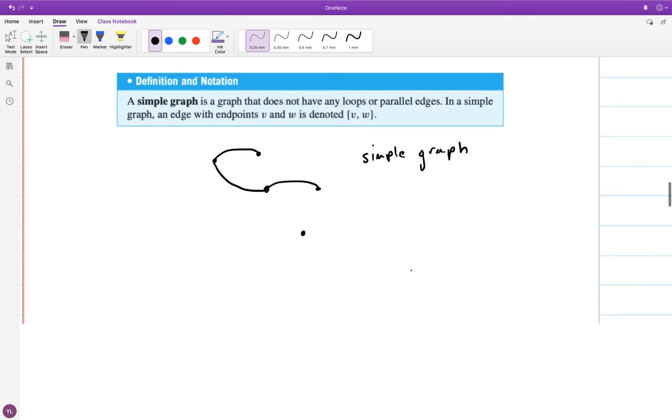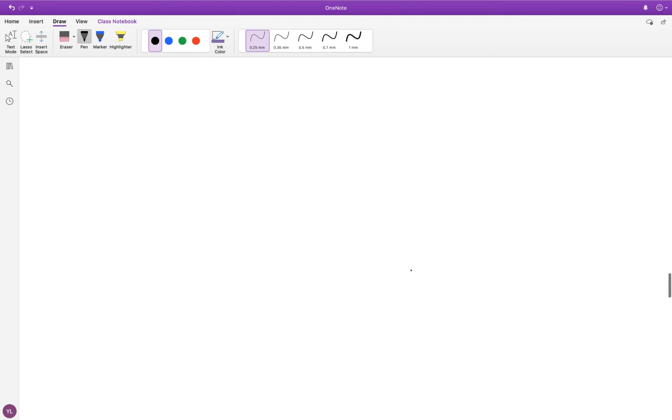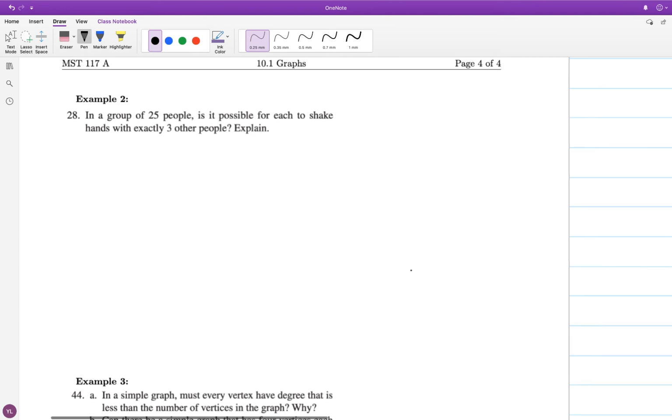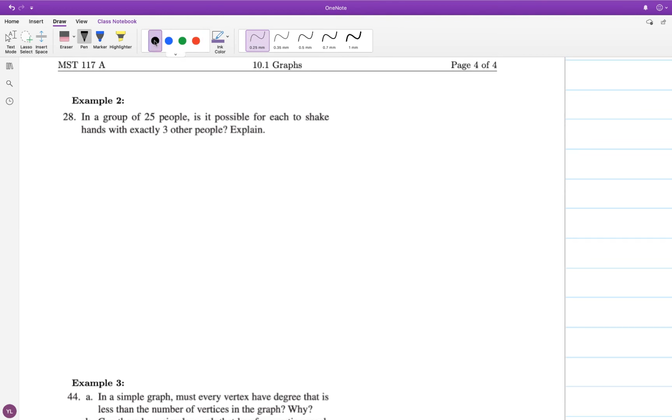Okay, I wanted to do a couple more examples involving the degrees in graphs. All right, let's think about these questions. So we're going to use a graph to model the question. In a group of 25 people, you can imagine the people as vertices, right? I'm not going to draw all 25 dots, but imagine there's 25 vertices like this. Is it possible for each person to shake hands with exactly 3 other people? So let's say this guy shakes with those 3, and this one, well, he's already shaking with this guy, so maybe this one, and so on.